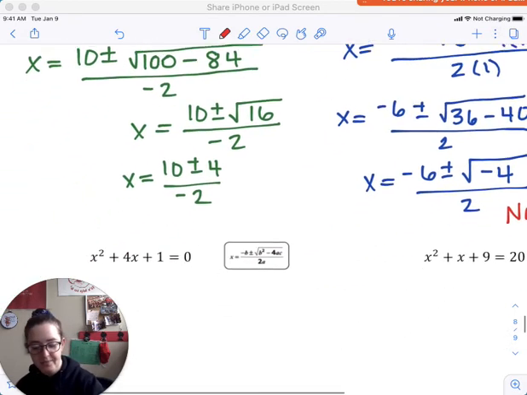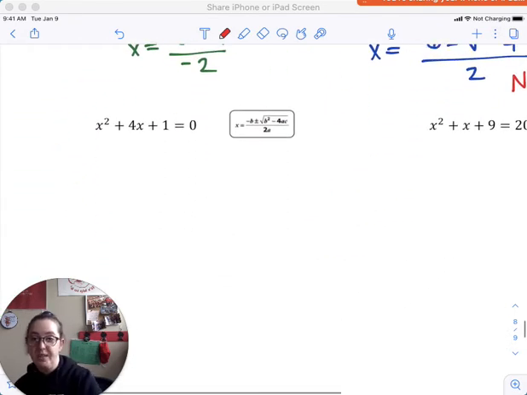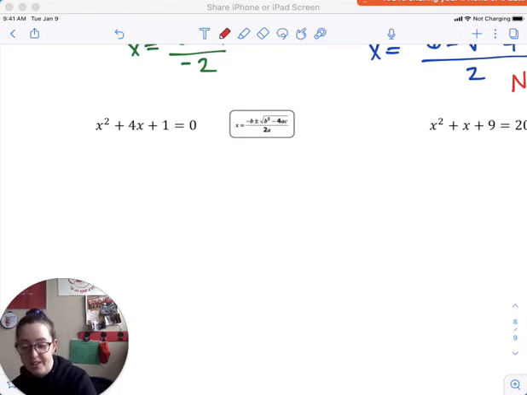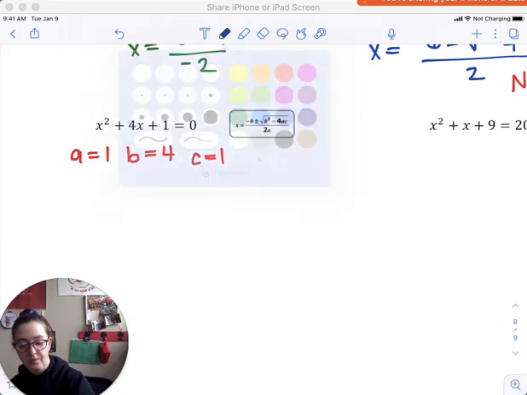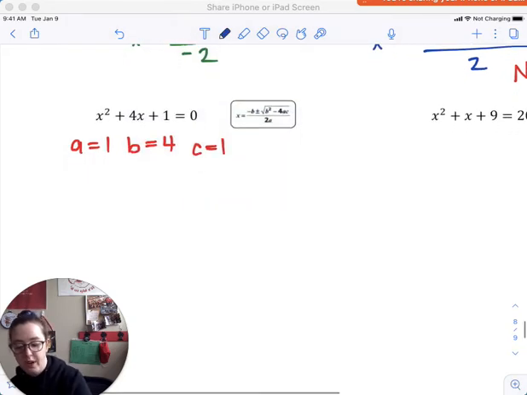All right, let's try this next one. So the number in front of x squared is going to be my a value, so that's 1. B is my number in front of x, so that's 4. C is the number that doesn't have an x with it, so that's 1. We'll go ahead and start plugging everything in.